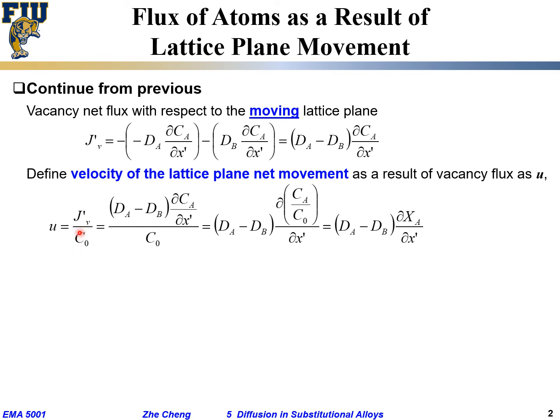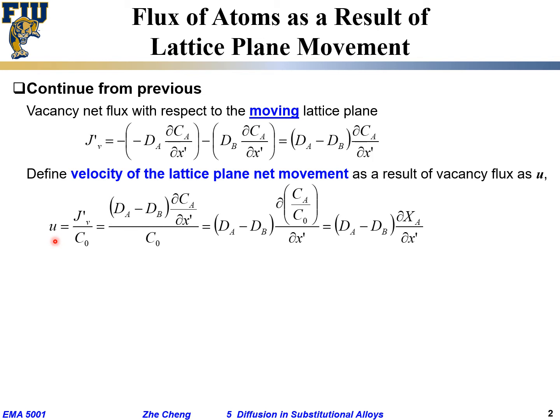It's JV flux divided by concentration. That's how fast that lattice plane moves. If dA equals dB, what would happen to JV prime, based on this equation? 0. And if JV prime is 0, the lattice plane motion is 0. Make sense? If there's an equal amount of diffusion, there's no net flow of vacancy, and my lattice plane doesn't move. Makes sense, right?